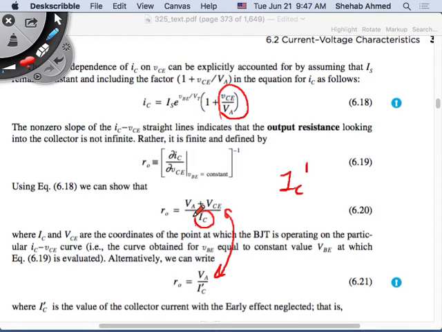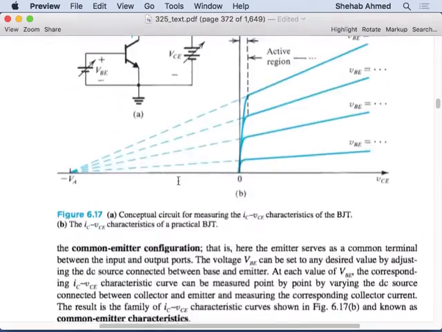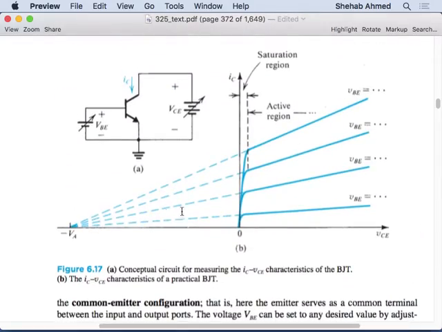Given VA, but do you have it? VA is not from the... No. VA is the intersection of these slopes with the horizontal axis, and that's typically a number you will get, a device characteristic.